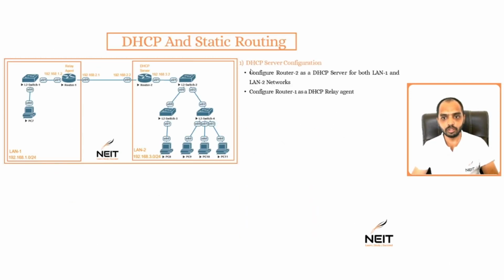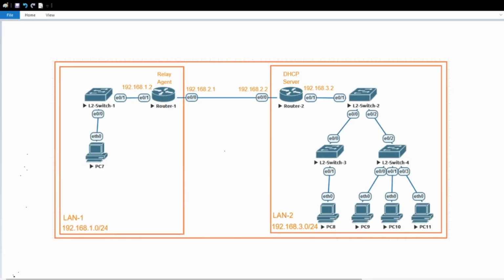So today we will be configuring DHCP and static routing. The first task is to configure the DHCP server. Router 2 will be my DHCP server for both LAN 1 and LAN 2, and we also have to configure router 1 as a DHCP relay agent. So let's start the configuration.